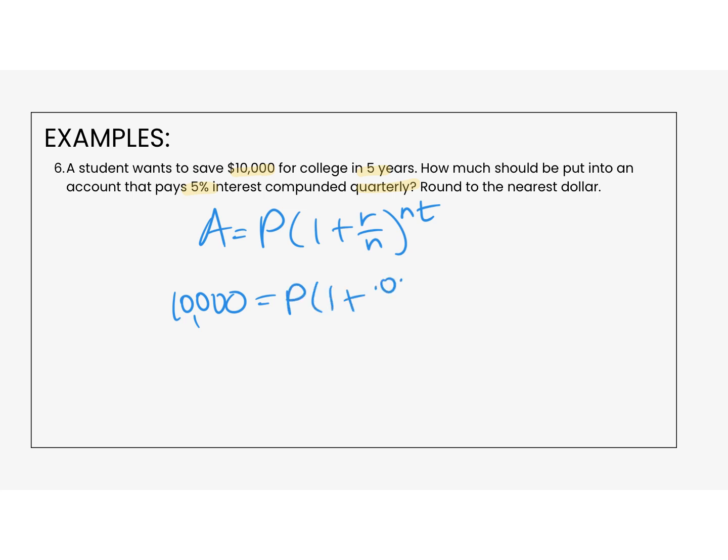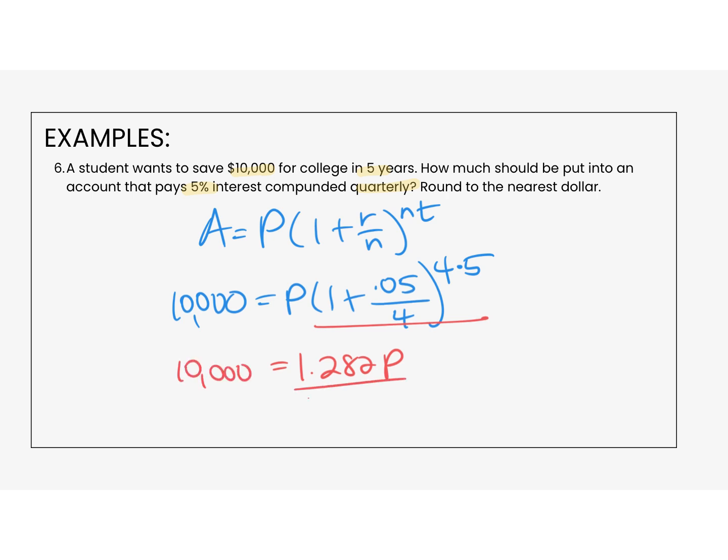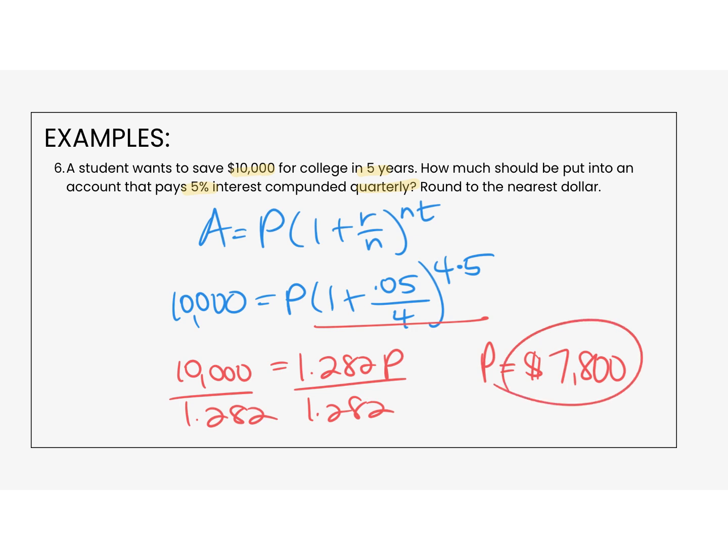1 plus 0.05 quarterly would be 4 times a year, or to the power of 4 times 5. So again, I can evaluate this in my calculator. 1 plus 0.05 divided by 4 to the power of 4 times 5. That gives me 1.282 P. So then I would divide by that. So P, rounded to the nearest dollar, is 7,800. That's what I would need to invest to begin with. All right, so that is compounding interest, 6.6.